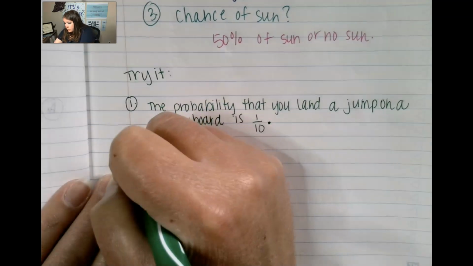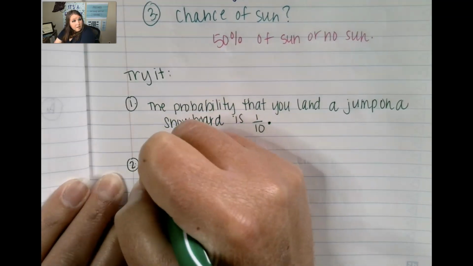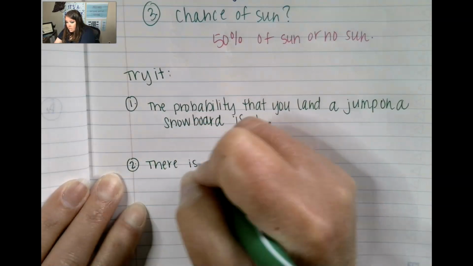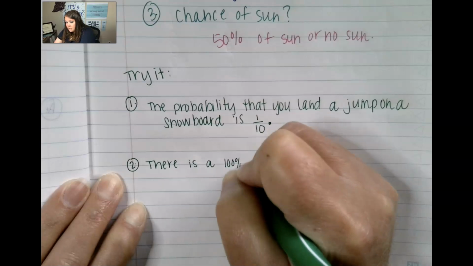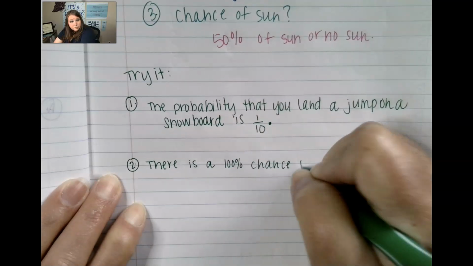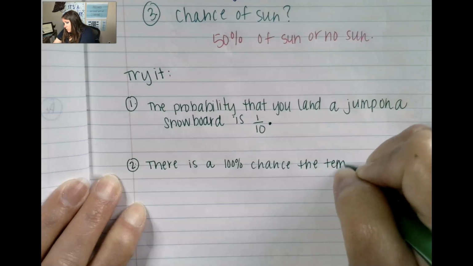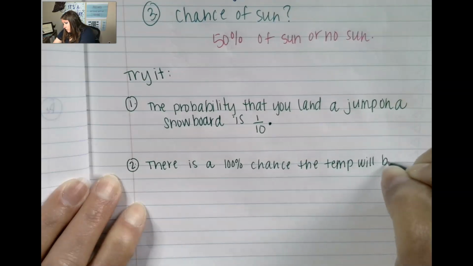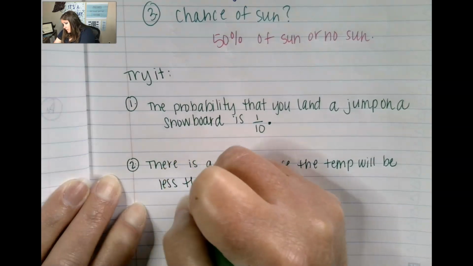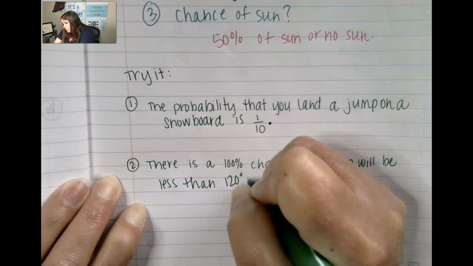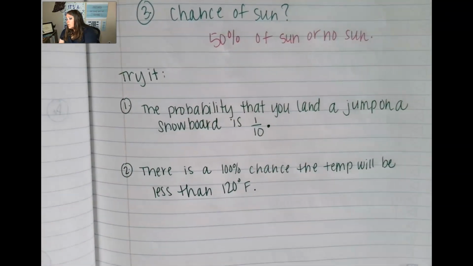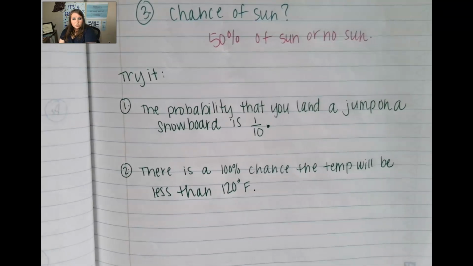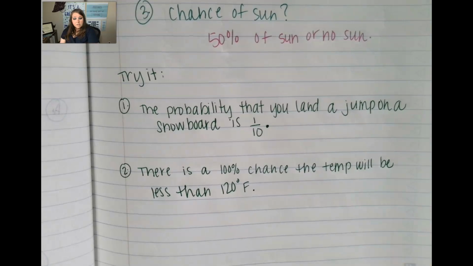Number 2 says there is a 100% chance the temperature will be less than 120 degrees Fahrenheit. There is a 100% chance that the temperature will be less than 120 degrees. Okay, go ahead and answer both of these questions using your chart, the likelihood chart. And then when you are ready, come on back to the Google Meet and we will go over your answers.